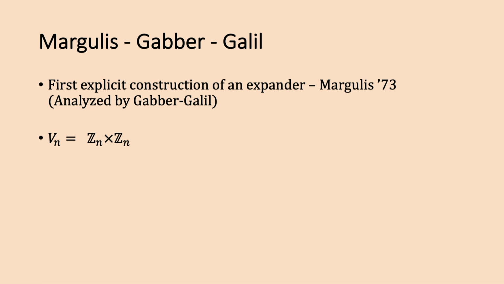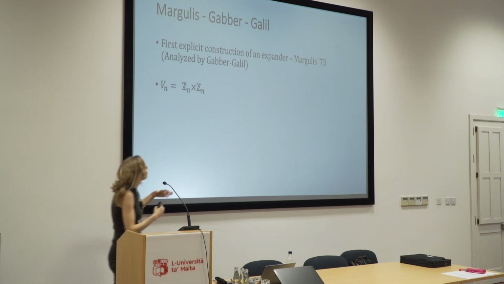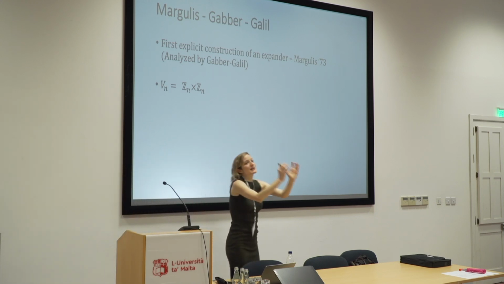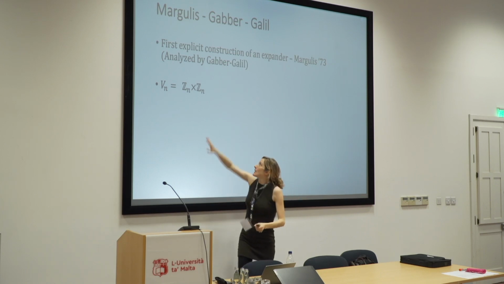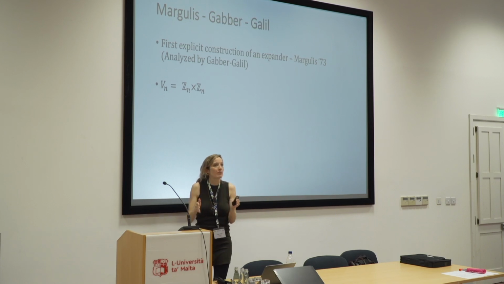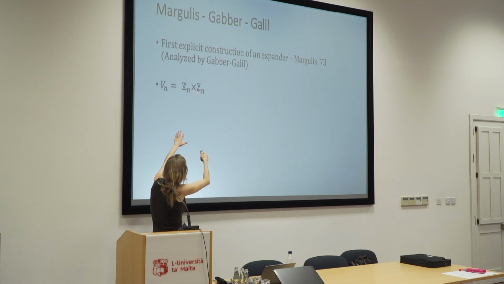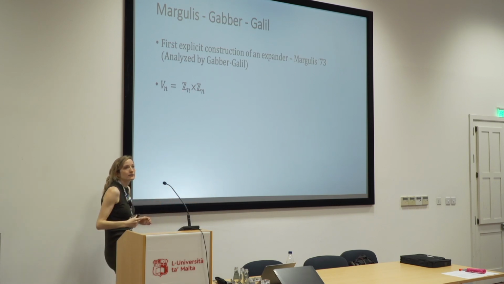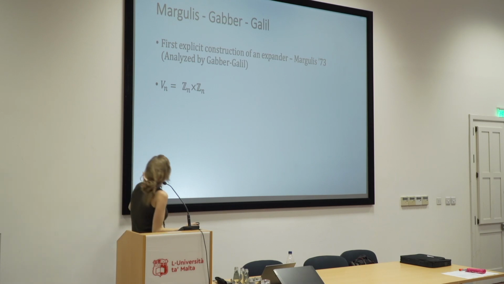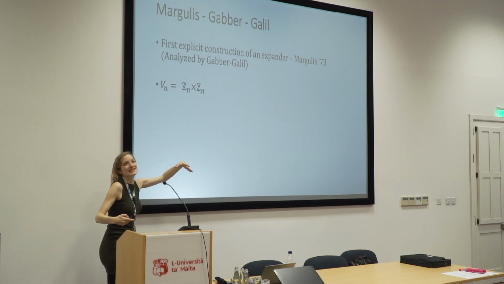So for example, the vertex set in this graph is such that each vertex is a pair of numbers. By Zn, I mean the integers mod n, so I have numbers between 0 and n minus 1. Each pair i comma j corresponds to one vertex in this graph. So how many vertices do I have? I actually have n squared vertices here.